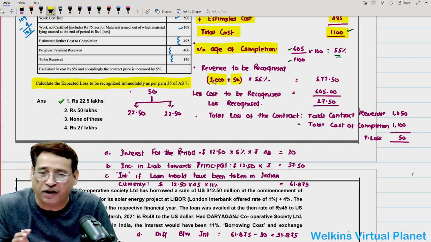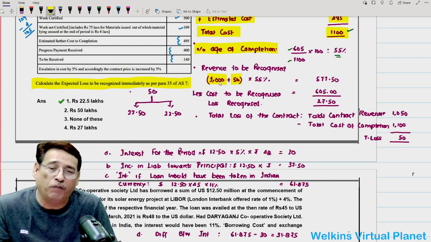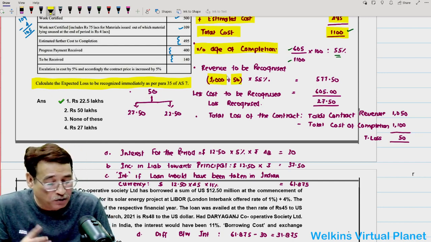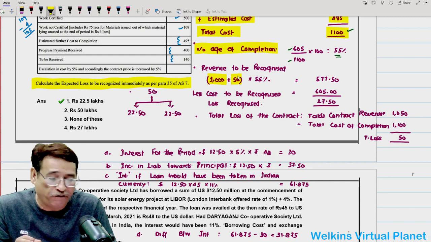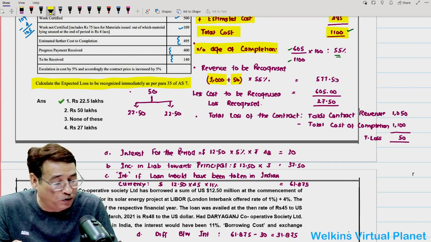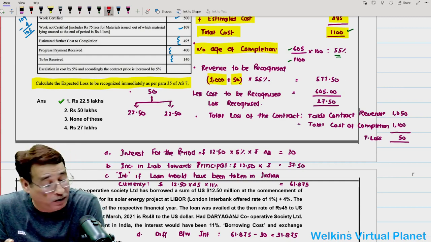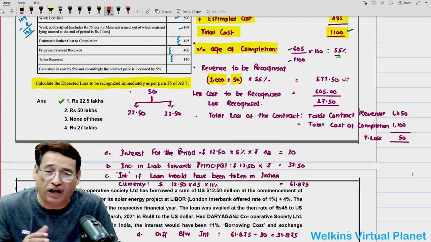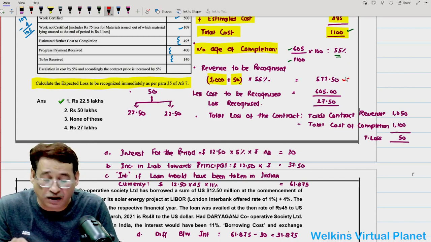So you will take 5% of 1,000. Your fixed contract, even though it is fixed, will now be considered as 1,050. So your total contract price is 1,050. 55% is completed, so you have a right to recognize 577.50 lakhs worth of revenue in the current year.